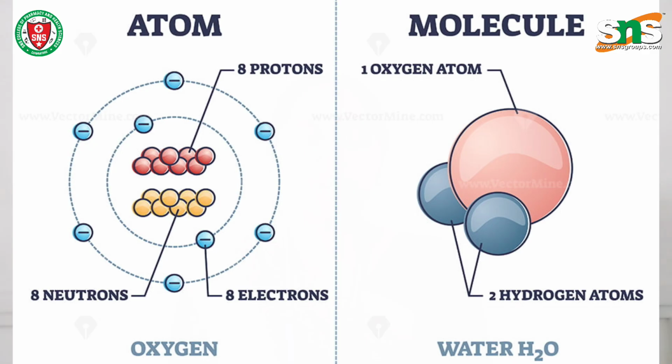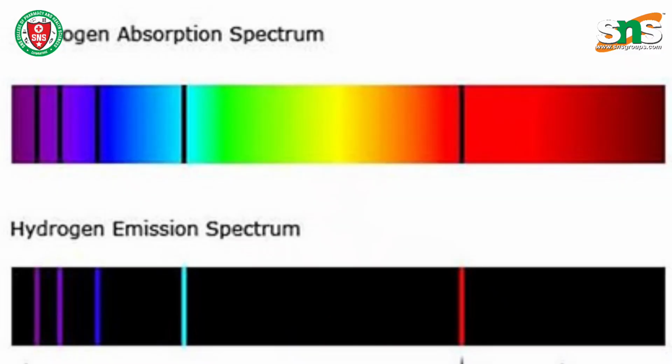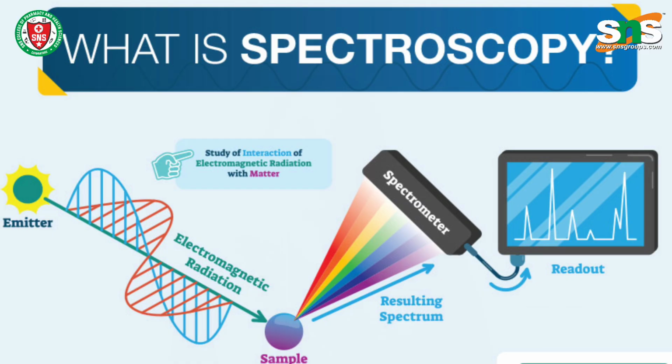An atom is a single element, whereas a molecule is two or more atoms combined together. So what will happen is if we pass electromagnetic radiation into our sample, which actually consists of an atom or molecule, this radiation will be either absorbed or emitted. That is the interaction that is happening between the electromagnetic radiation and matter. Now, the spectroscopic definition: spectroscopy is the study of interaction between electromagnetic radiation with atom or molecule.